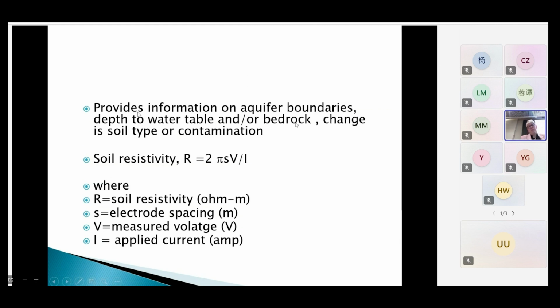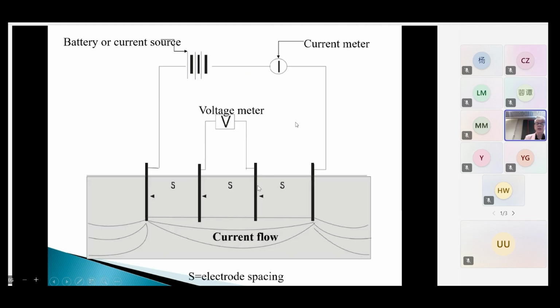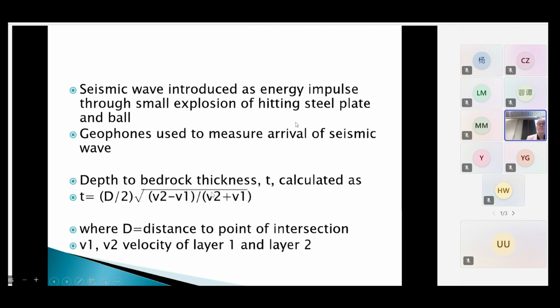So you have different methods that can give you the aquifer, looking at the water table, the bedrock, the soil type, and what kind of contamination you have. You get the measurements of resistivity, you have the spacing of your electrodes, the measured voltage, and the current. There's a bit of a glitch with the diagram here, but that should be the S, which is the spacing between the electrodes. So that can give you an idea.